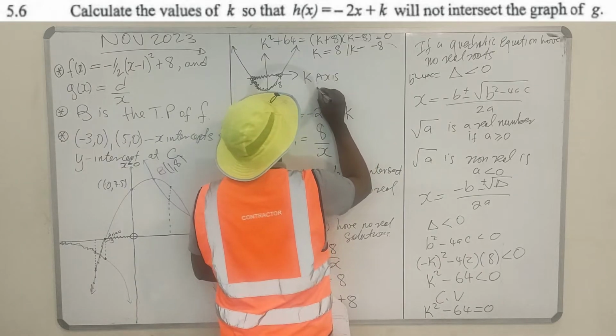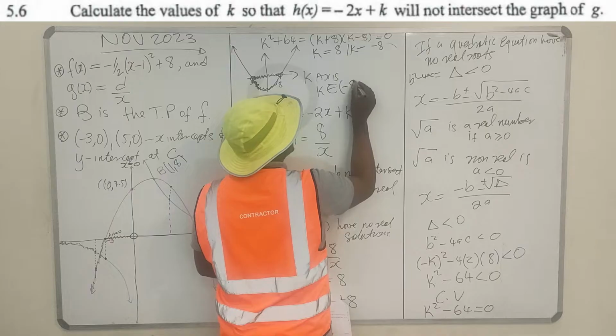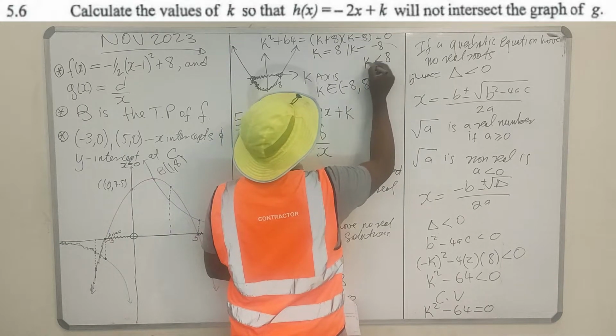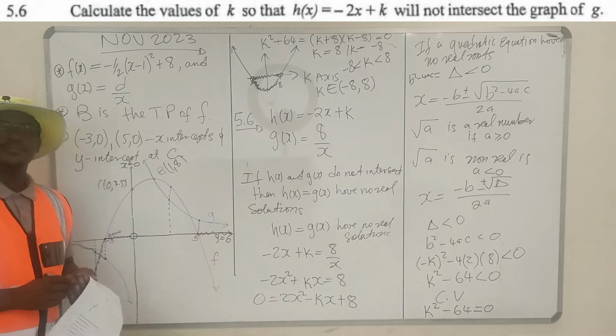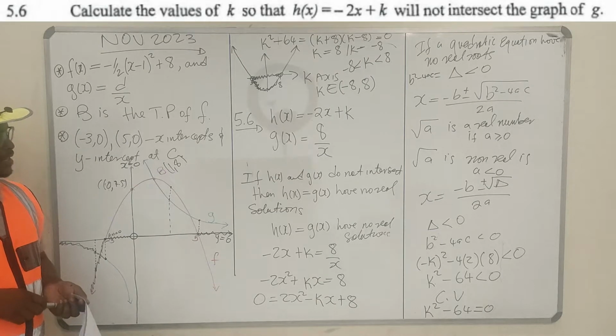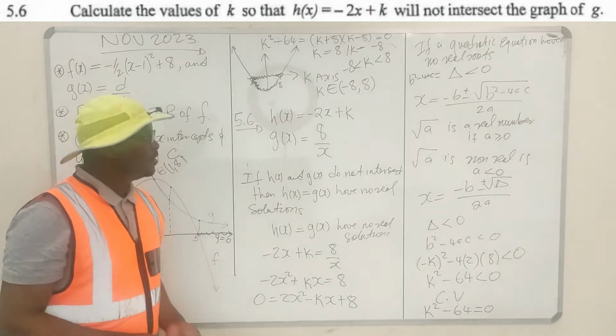So your values of k should be between minus 8 and 8. Or you can say k should be less than 8 and greater than minus 8. So that should be the solution. I just used the nature of roots here, and I hope it is clear, and I tried to explain it.